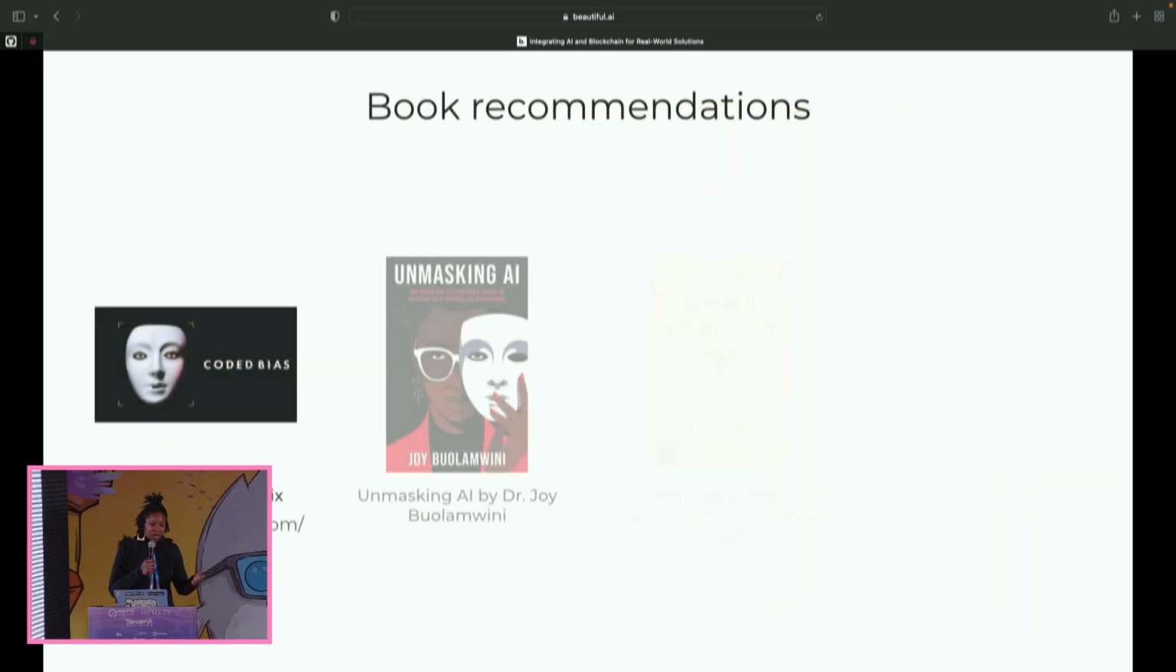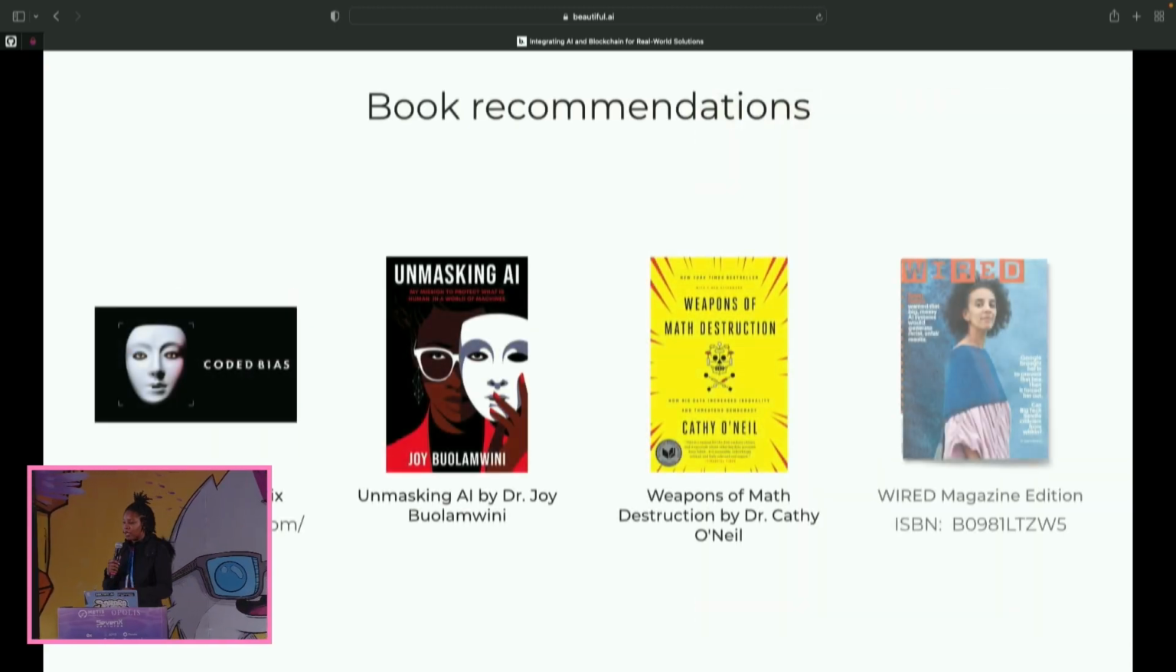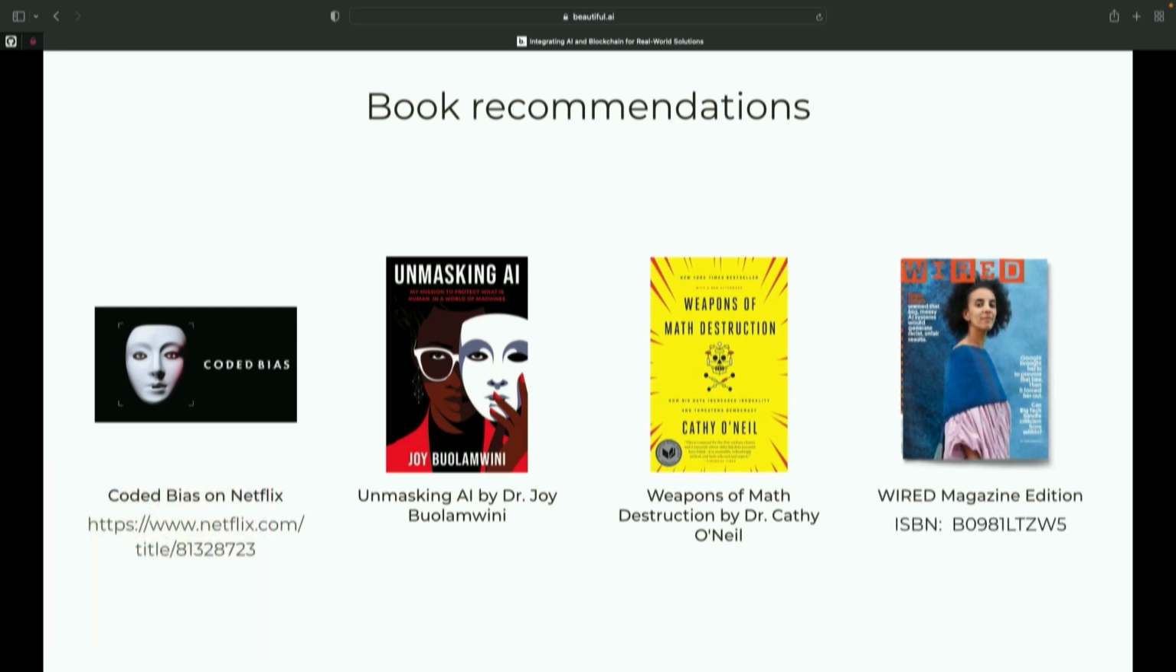And so here are some book recommendations and also a Netflix series that I really liked, Coded Bias. If you guys have time or you guys are coding tonight, check out Coded Bias on Netflix. It's created by Dr. Joy, who is the author of the next book, Unmasking AI. She just launched that book, and I think it's super excellent. Also, Weapons of Math Destruction by Dr. Cathy O'Neil.